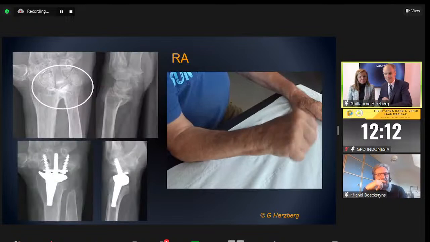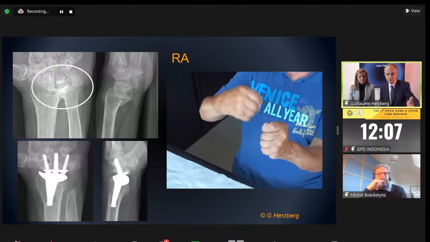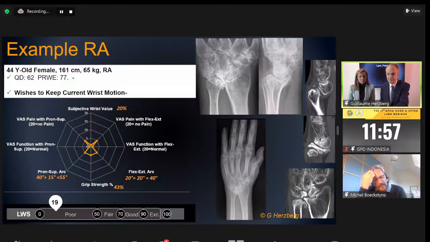Let's have a look at this rheumatoid man. It's rare to have a rheumatoid man who was so happy at 3 years with this implant. It's a very good clinical example. And look at this other one.